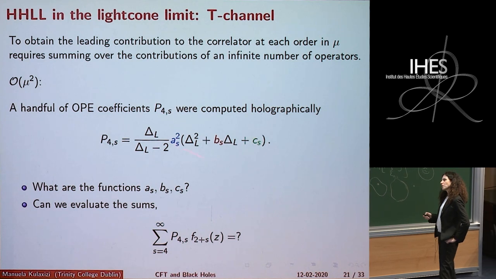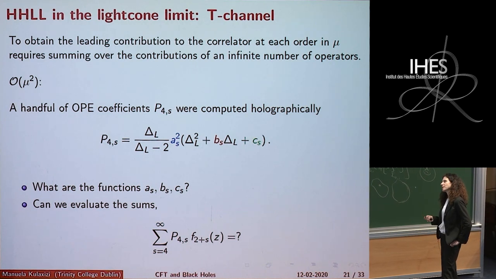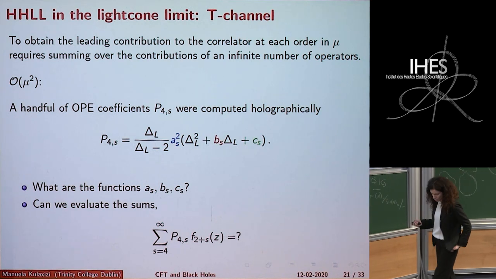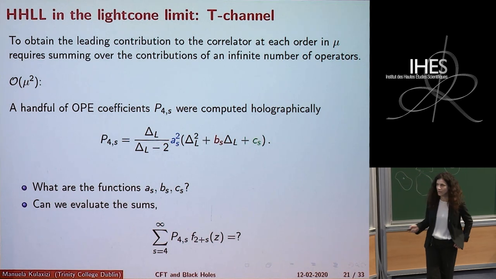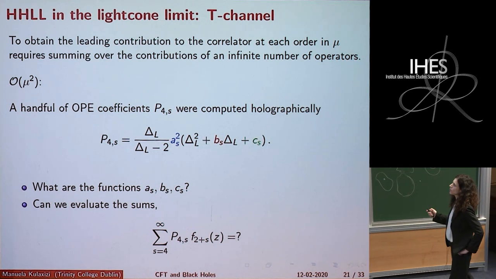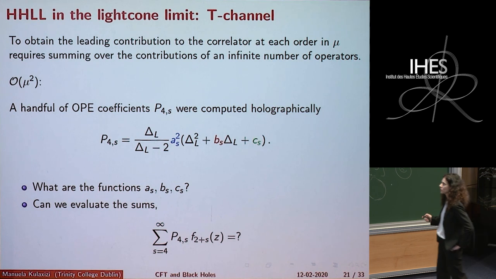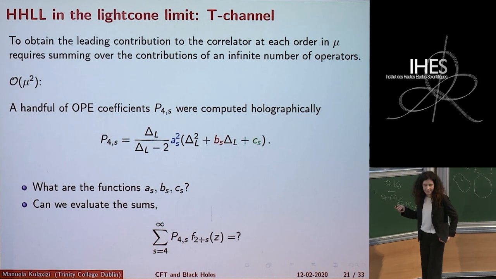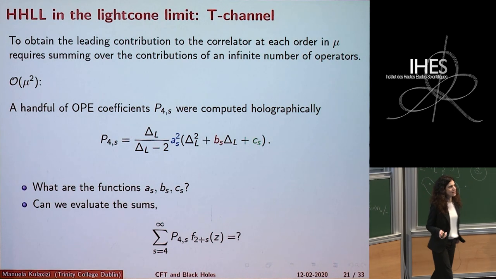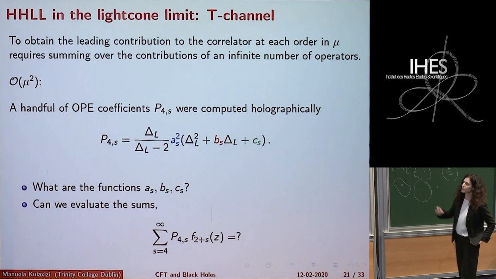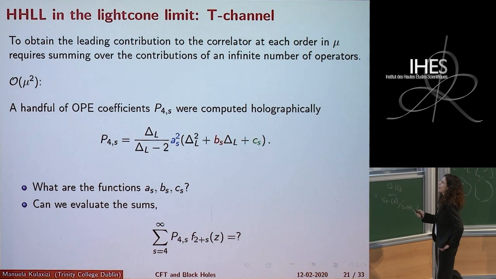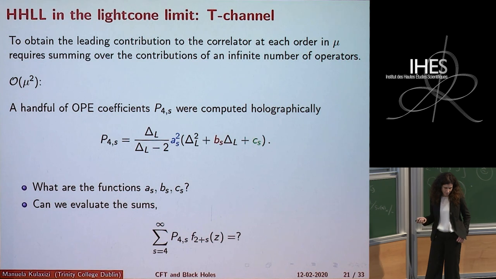So let's focus on order mu squared and try to see how we can resum basically these infinite contributions. But in order to resum them, we have to know what the OPE coefficients for these operators are. We know that they come with an overall factor of mu squared. The way I present the story is basically historical, in the way we actually computed it; now we have many ways of computing these OPE coefficients. At the time, we didn't know the OPE coefficients.